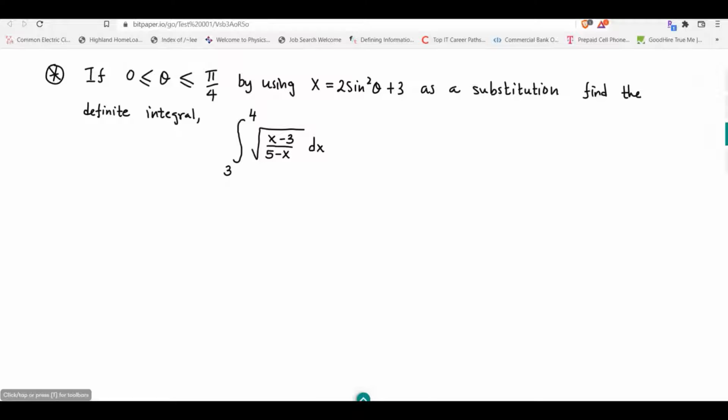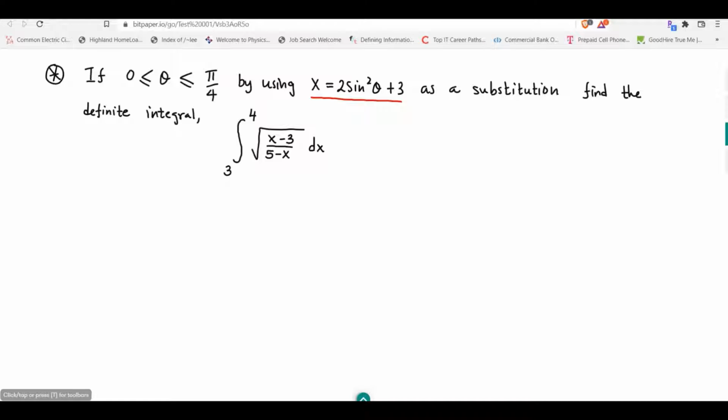Okay, let's try to solve this integration problem. The question starts by saying that theta ranges from pi over 4 to 0, and by using this substitution, we have to solve this definite integral. So I'm going to start by transforming this integral from x to theta by using this substitution.